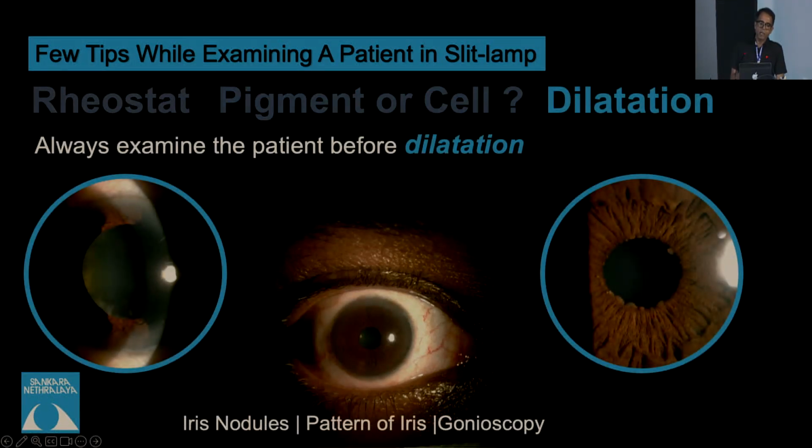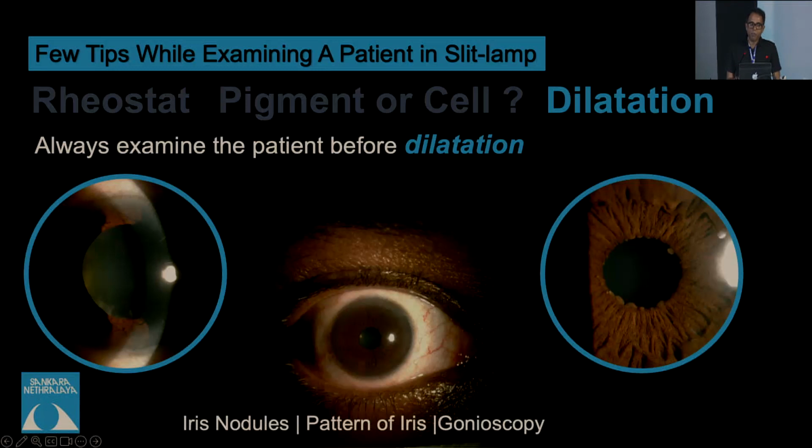Now, another important point I just want to highlight here is dilatation. You have to remember to always examine the patient before dilatation, because certain features, for example iris nodules and the pattern of the iris, must be seen, and gonioscopy also has to be done before dilatation.